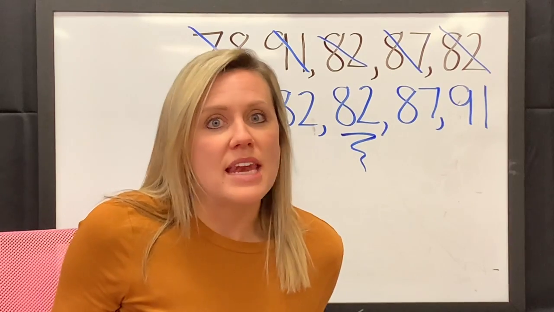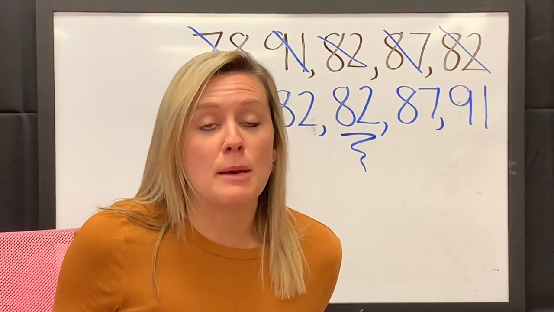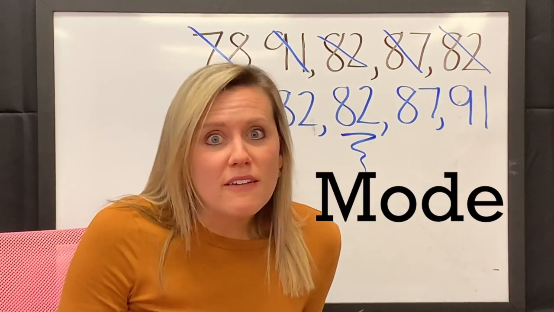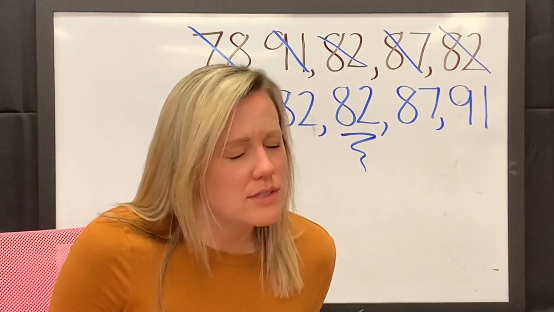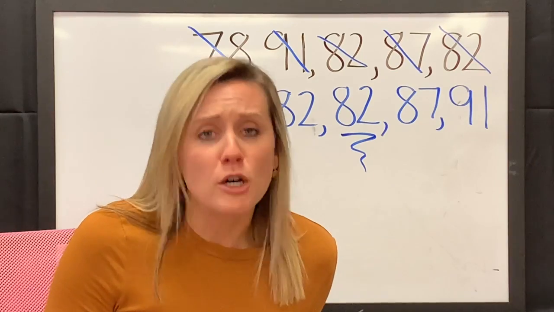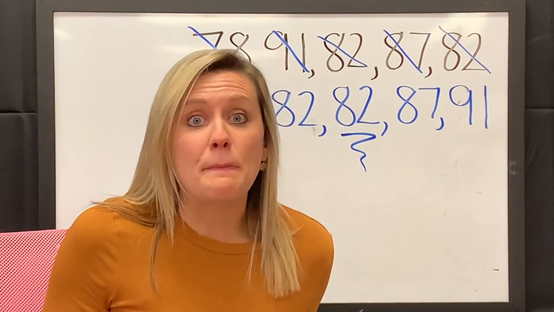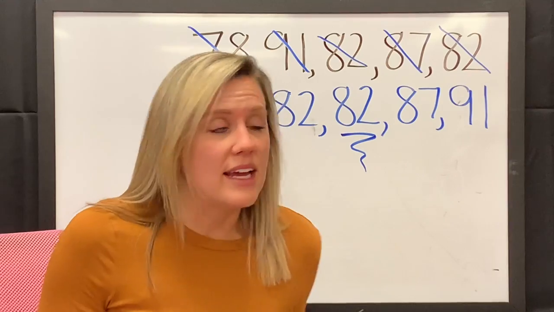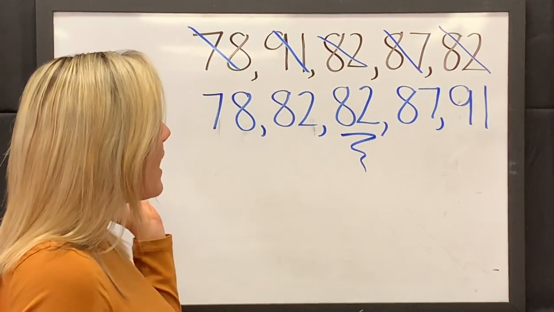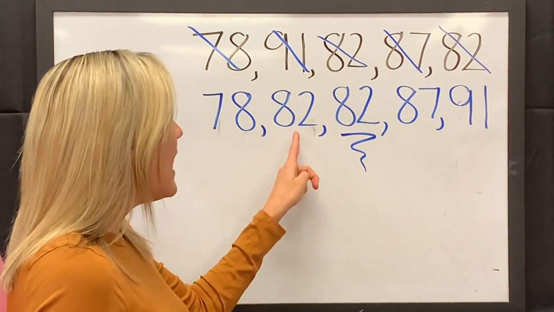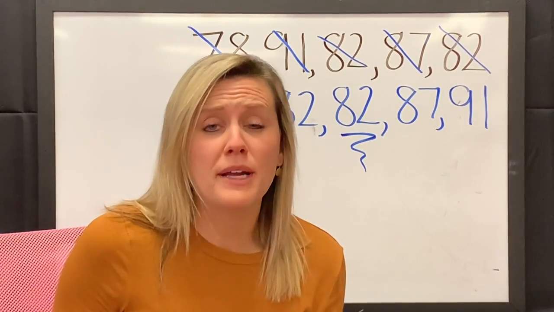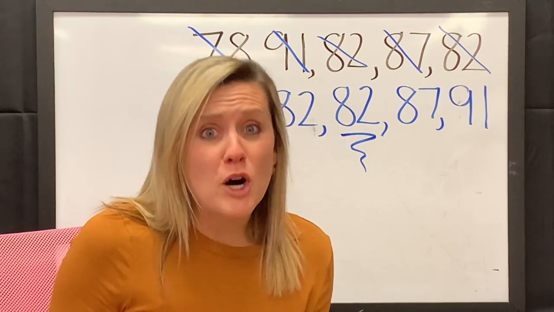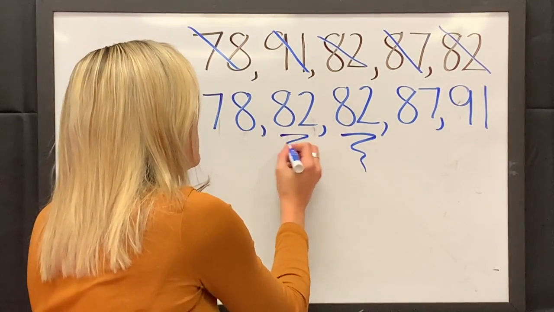Okay, the next average I'm going to find is the mode. When you think of the word mode, think of mode most. Mode most. It's the number that appears most frequently. And in our case, that number is 82. 82 appears twice when all of the other numbers only appear once. So my mode is going to be 82.